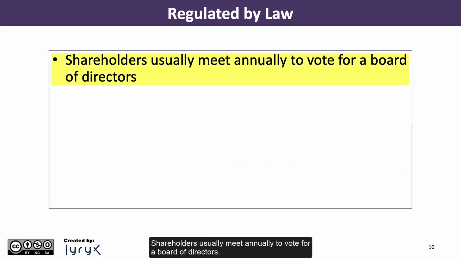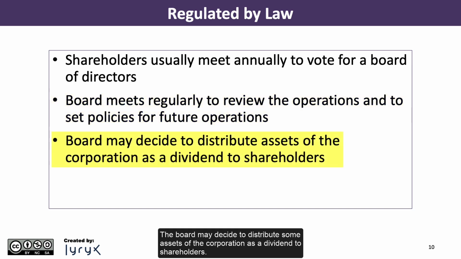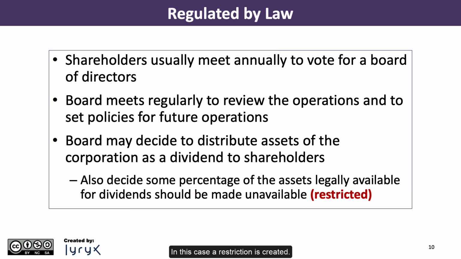Shareholders usually meet annually to vote for a board of directors. The board meets regularly, perhaps monthly or quarterly, to review the operations of the corporation and to set policies for future operations. The board may decide to distribute some assets of the corporation as a dividend to shareholders. It may also decide that some percentage of the assets of the corporation legally available for dividends should be made unavailable. In this case, a restriction is created.